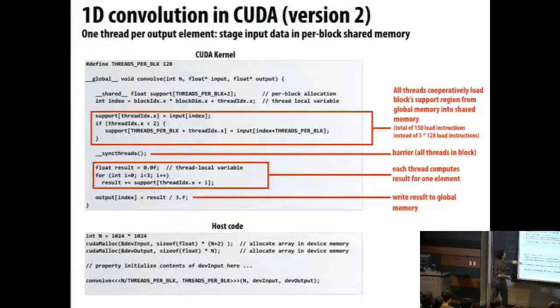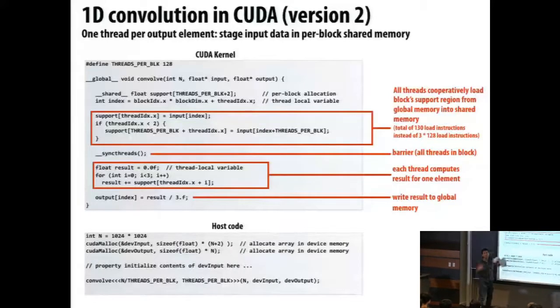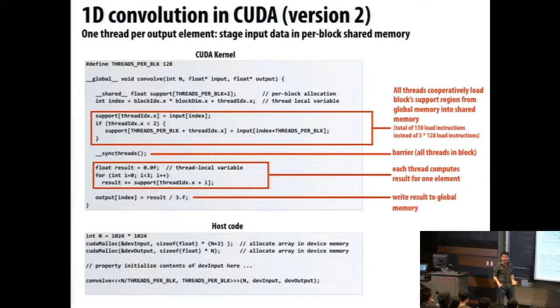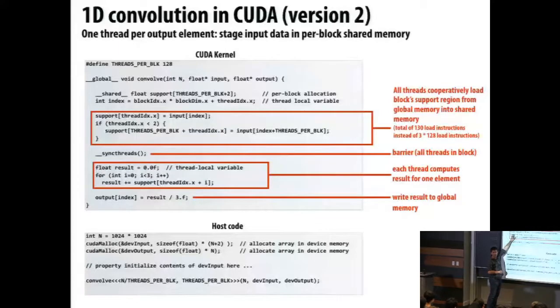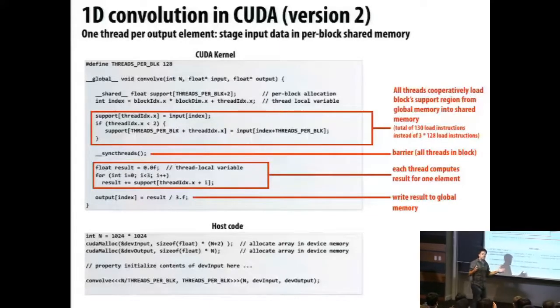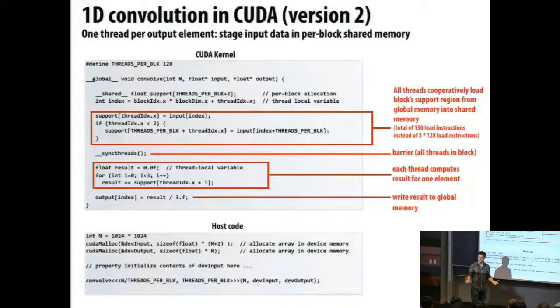And notice that I have this command called sync threads, which should be just called block barrier, which is a barrier for all the threads in the block and not a barrier across all the threads in the machine. So in this code, all the threads in a block cooperatively load the data that's necessary. They stick it in shared memory. They wait until everybody has agreed that they've all done their part of the job. And then they use the shared memory to perform the convolution.